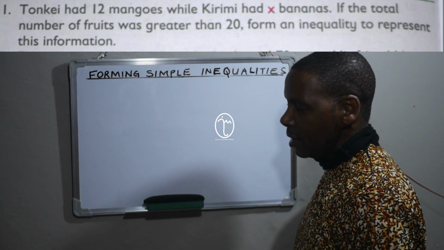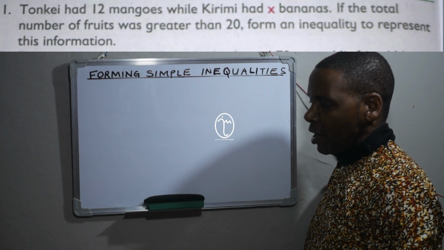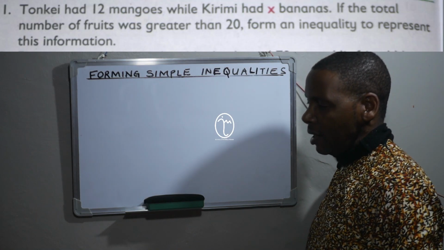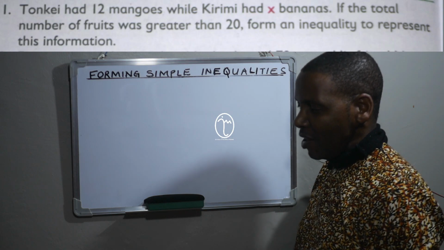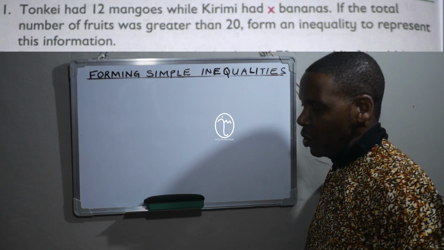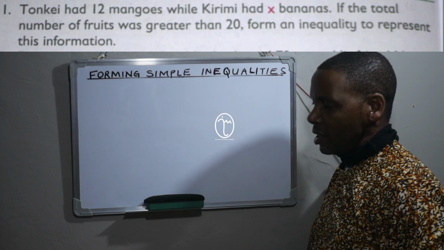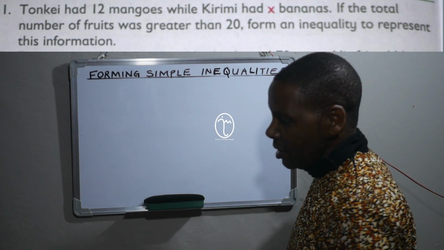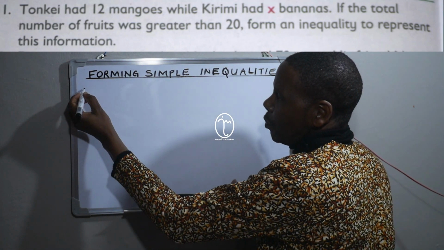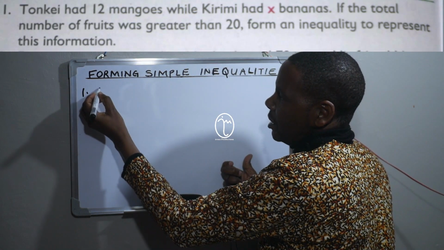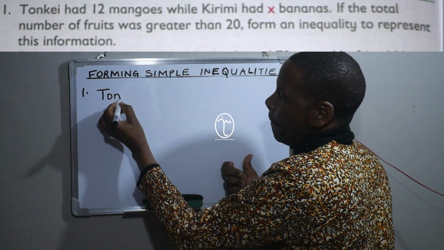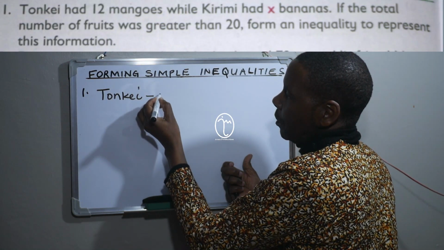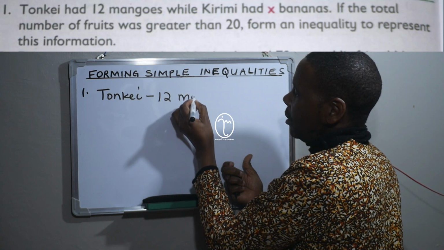I read it again. Tonkei had 12 mangoes while Kirimi had X bananas. If the total number of fruits was greater than 20, form an inequality to represent this information. So in order to do this, the easiest way is first to write the two people who are involved. The first one is Tonkei. He had 12 mangoes.